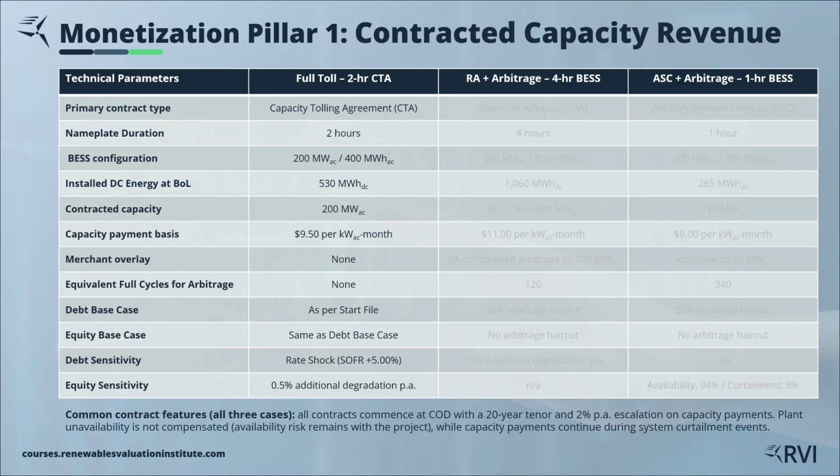The payment basis is a fixed capacity payment of $9.5 per kilowatt AC per month, which is an industry standard unit for BESS capacity payments. This price is escalated at 2% per year as specified in the contract. There is no merchant overlay and no arbitrage in this base structure. It's a pure tolling agreement where the off-taker controls dispatch and pays for capacity. From a lender's perspective, this is the cleanest revenue structure we will model in this course. Cash flows are 100% contracted and fully indexed, so debt and equity see the same revenue profile in the base case. And sensitivities will be addressed later in the course, once the core model is complete.